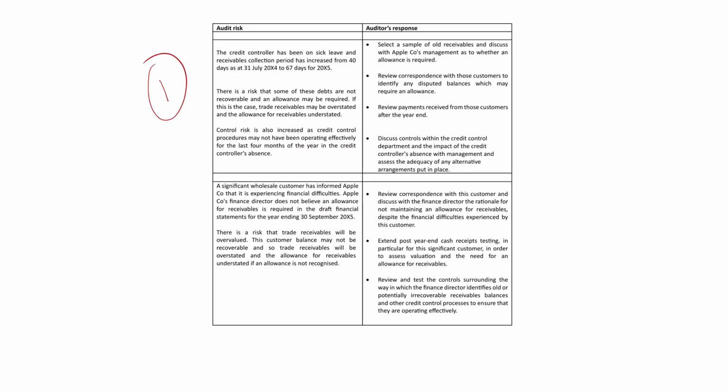Looking at the first example, the credit controller has been on a sick leave and the collection period from receivables has gone up from 40 to 67 days. So it's taking the receivables longer to give us the money, and the credit controller is meant to be chasing the receivables, right? So the risk is that some of these debts might not be recoverable. And if they've not been written off, your assets or trade receivables could be overstated and allowance for receivables could be understated. You could also write that bad debt or irrecoverable expense could be understated.